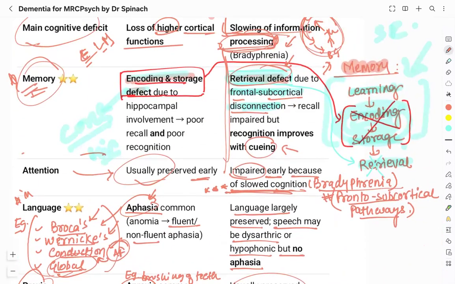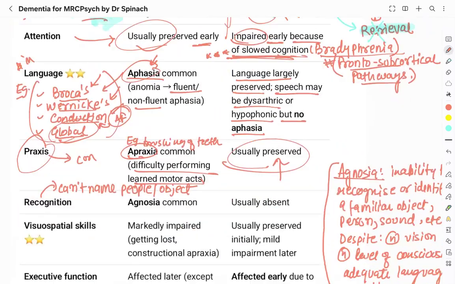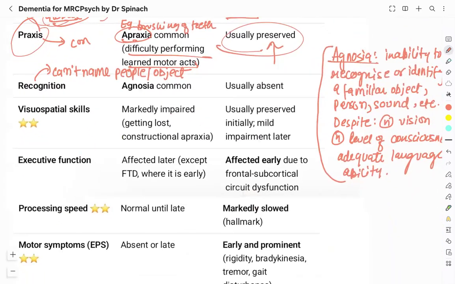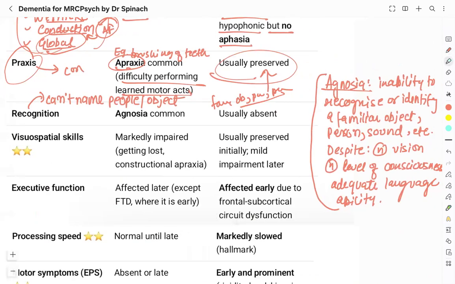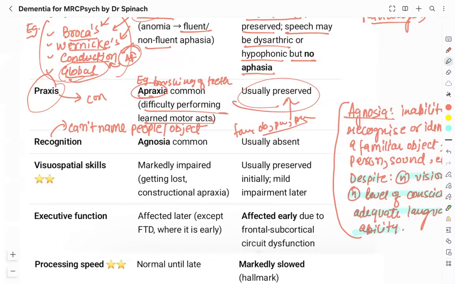Not able to recognize... Yes, correct. Agnosia is inability to recognize or identify familiar objects, people, places. And there is one more important thing here: despite normal vision, normal level of consciousness, and adequate language ability. Everything is normal, but they are not able to recognize it. Agnosia is dealt with in the cortex, so it would be common in cortical dementia, but absent in subcortical.